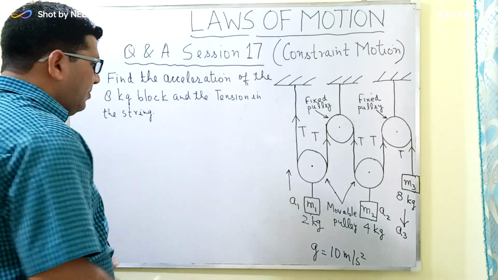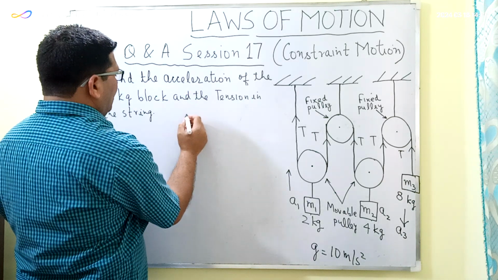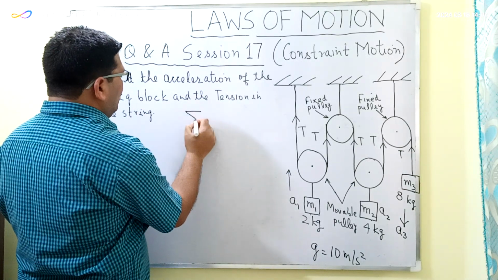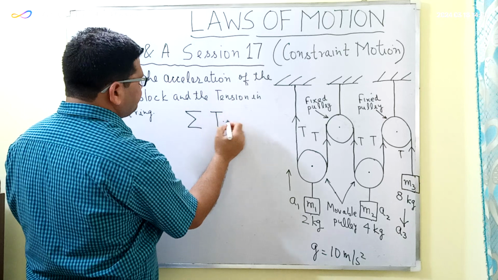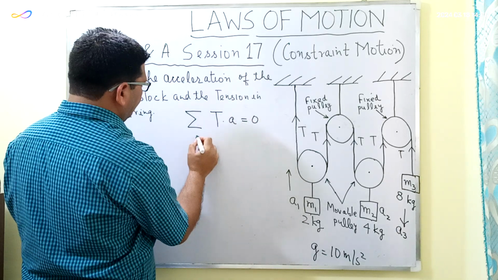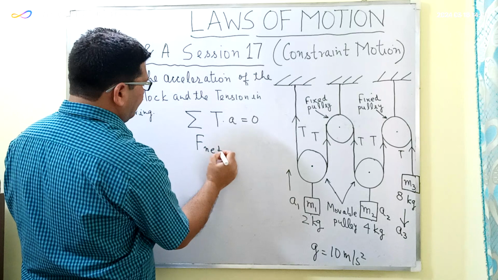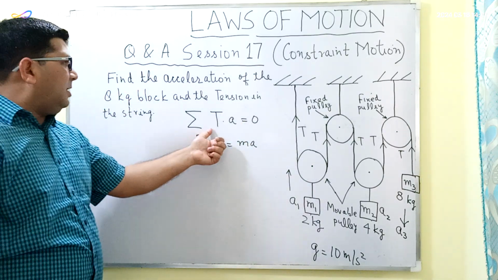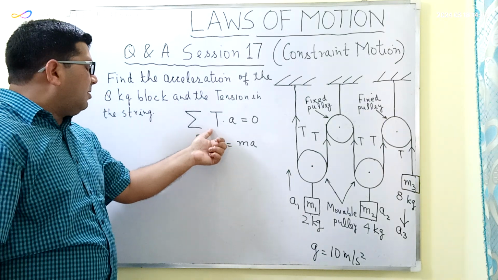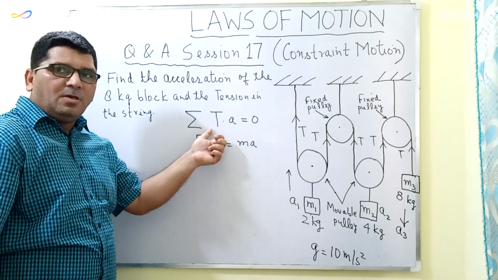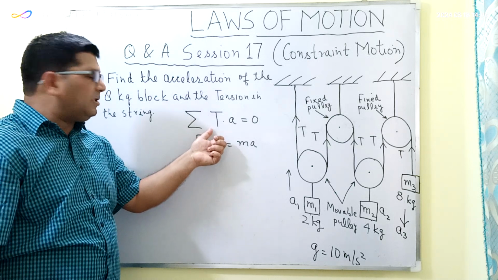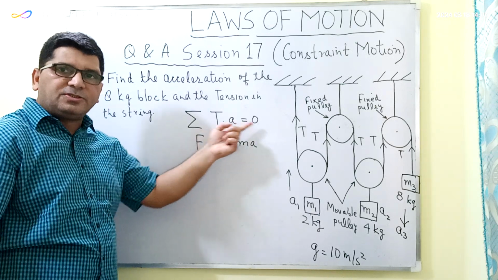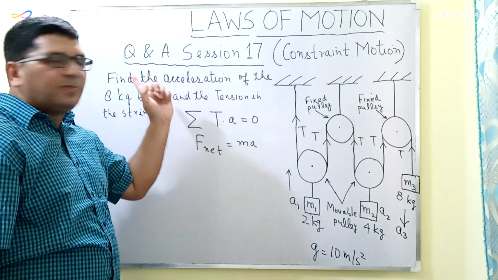So let us solve this question with the help of two equations. In the case of constraint motion, the algebraic sum of the product of all the tensions in the string and the acceleration of the individual block is equal to 0. And this is what we have studied in the previous session.